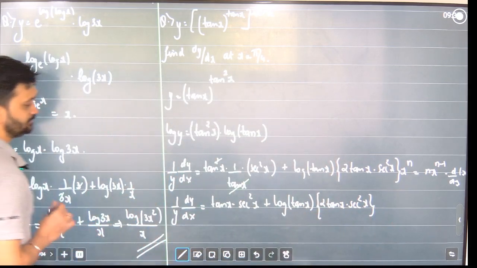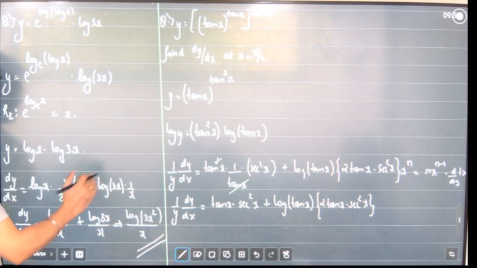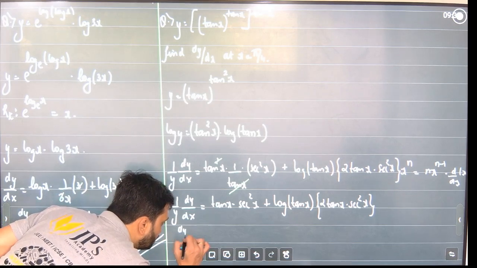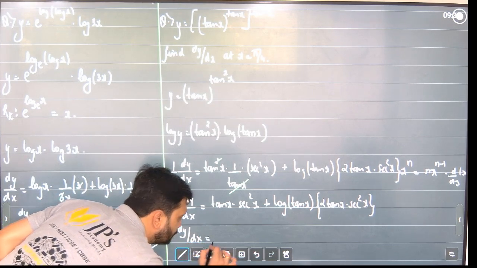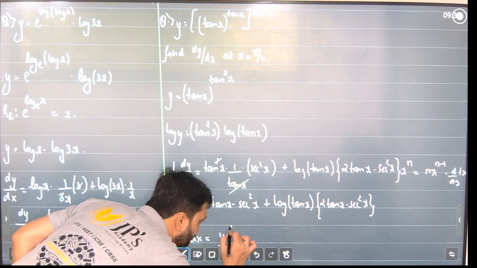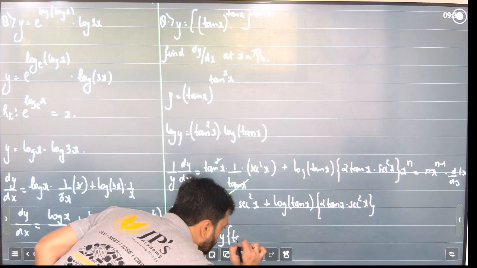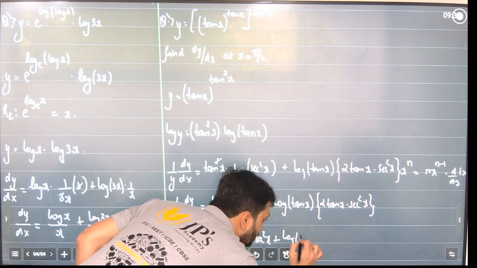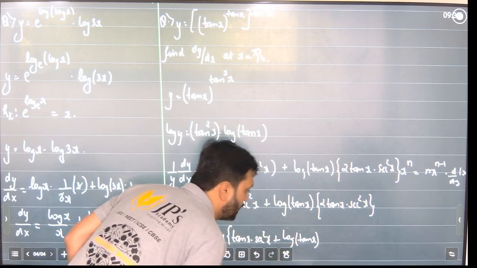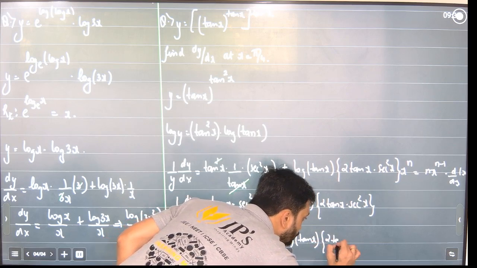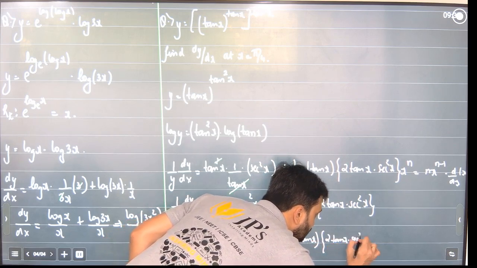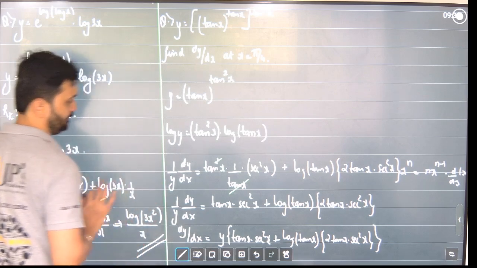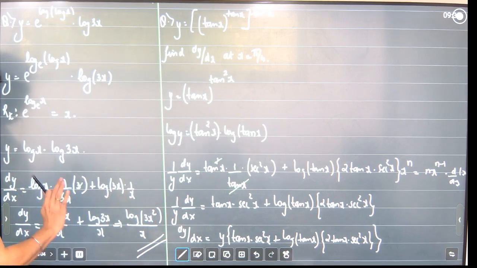Now they have said that x is equal to pi by 4. Okay, so I'll just take y on the right hand side. So if I take y on the right hand side, this will become dy by dx is equal to y into tan x into sec square x plus log tan x into 2 tan x into sec square x. Okay, this is what we have done.